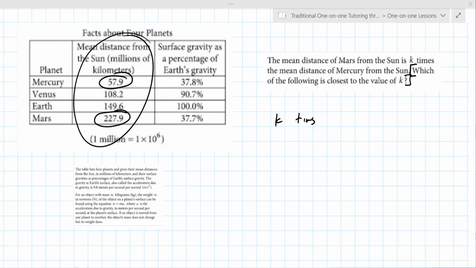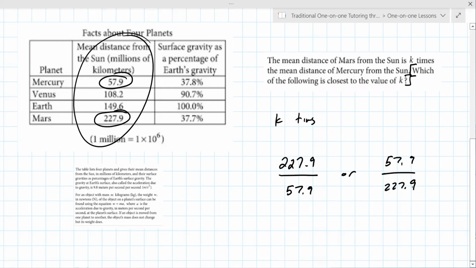Is it still clear, or is it unclear? I'm there. You got it. Okay. So we're either doing 227.9 over 57.9 or 57.9 over 227.9. Reading this again, the mean distance of Mars from the sun is K times the mean distance of Mercury from the sun. Can you tell me which one it is? It's all from this first sentence here. So I'm guessing it's Mars over Mercury.